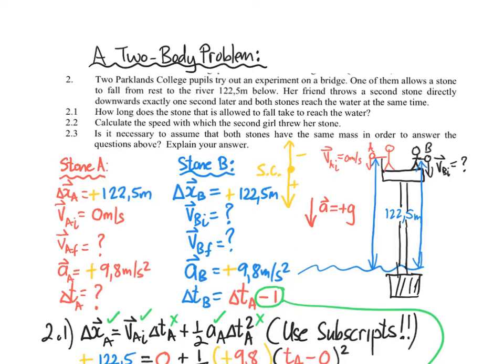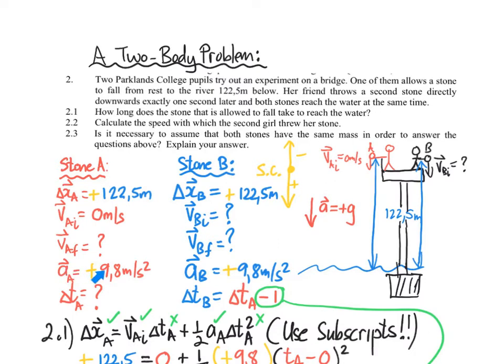Defining a sign convention, we define down as positive because both stones' initial velocities are downward. So both stones' change in position is plus 122.5 meters. The initial velocity of stone A is 0 meters per second. The initial velocity of stone B is unknown. We will calculate that in 2.2. The acceleration is going to be plus g because gravity acts downward, and we've defined plus as down.